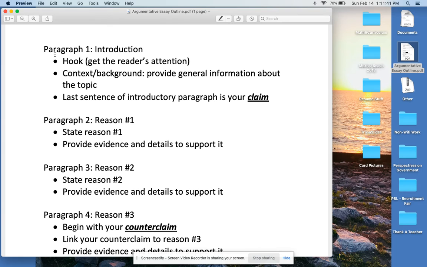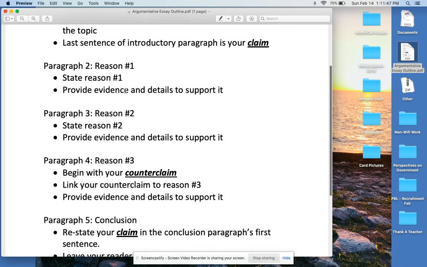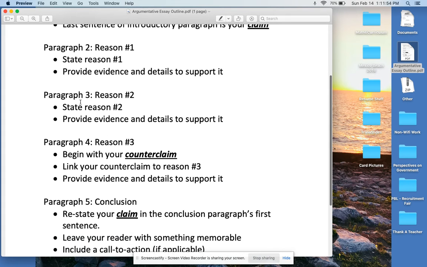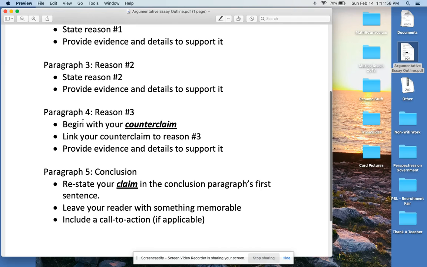Paragraph 1, your hook, get the attention. Background, what's your claim? Paragraph 2, go back to your claim. What was reason 1? State it, give me evidence. What was reason 2? State it, give me evidence. Paragraph 4, begin with your counterclaim. Okay, it says link your counterclaim to reason number 3.